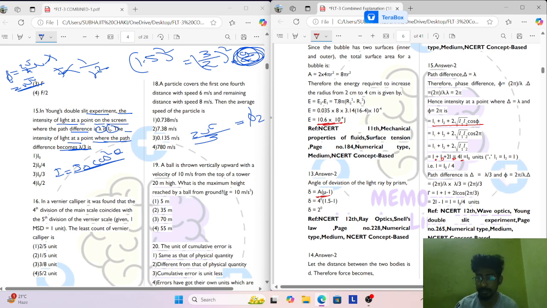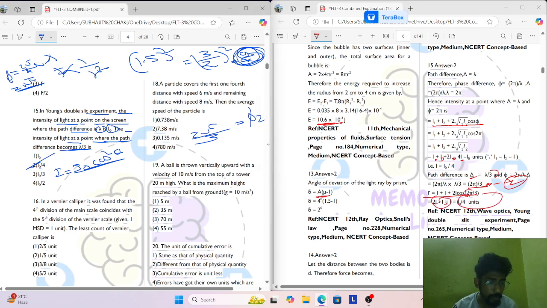For the second case, sorry. The delta is equal to lambda by 3, so path difference will be equal to 2 pi by 3, as I told you. So put the value of 2 pi by 3, which means 120 degrees, cos is equal to, sorry, not minus 1, minus 1 by 2. So it will become 2I minus I, which means I is equal to I naught by 4. So therefore the answer will be I naught by 4.